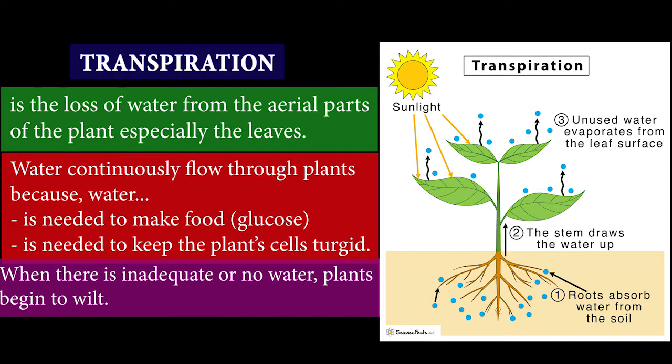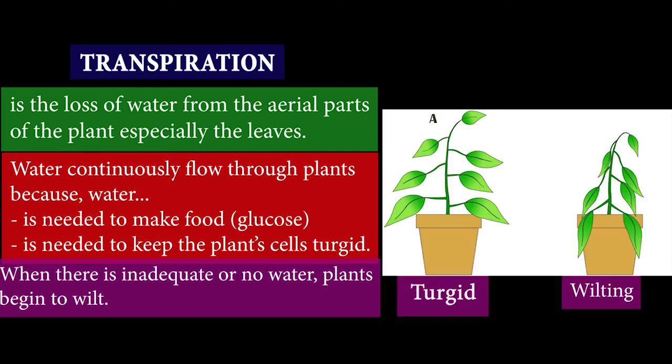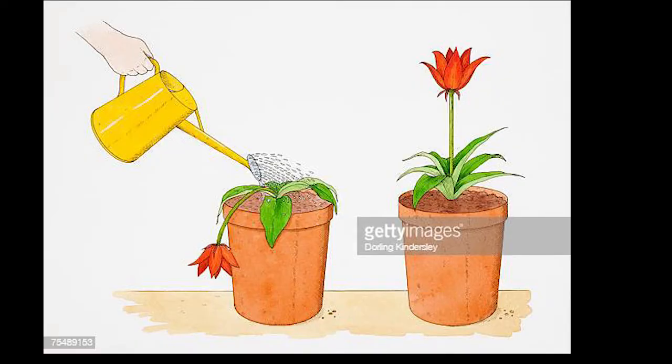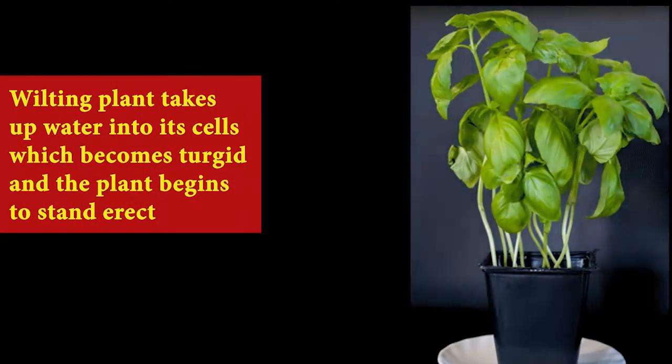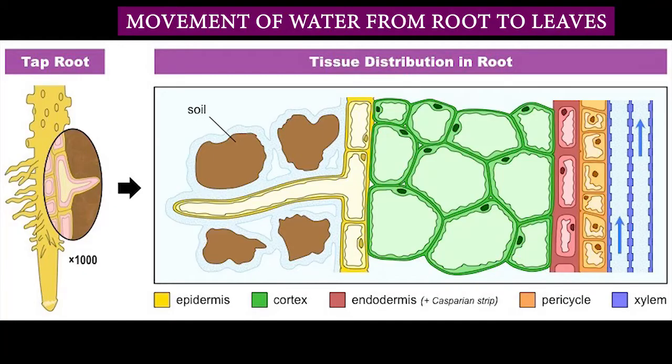Water is essential in plants. Of course, we know that. But how? Water is used to make food or glucose. Water in plant cells makes them turgid, keeping them erect. As you can see on the screen, you can see an erect plant and a plant that is wilting. When plant cells do not have adequate water, the cells become flaccid and the plant begins to wilt, just like you can see on the screen.